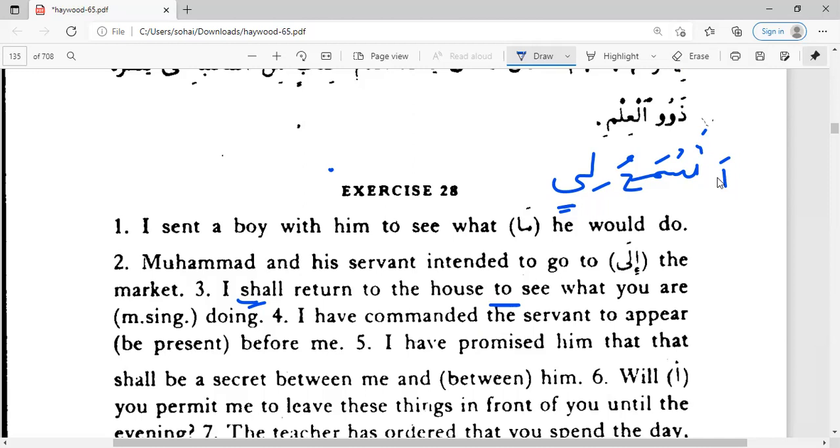Okay, what's the question? Will you permit me to? Atasmahu li an. Yeah, that's good. And after that there's leave. So what's the word for leave? I'm trying to think, I can't recall. To leave is taraka yatruku.